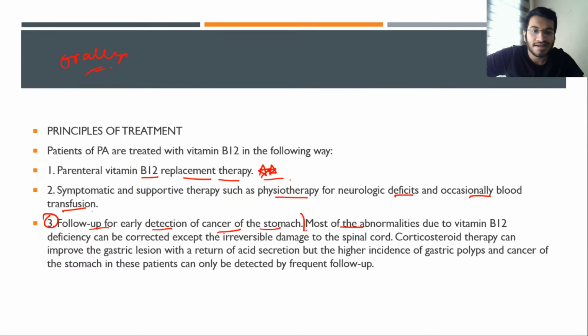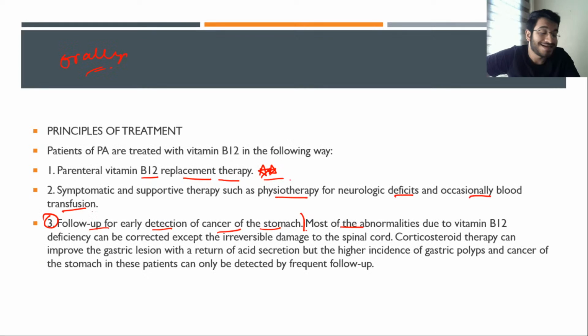Most of the abnormalities due to the vitamin B12 deficiency can be corrected except the irreversible damage of the spinal cord. Once the spinal cord is damaged, it cannot be reversed. Corticosteroid therapy can improve the gastric lesion with the return of the acid secretion, but the high incidence of gastric polyp and cancer of the stomach in these patients can only be detected by frequent follow-ups.